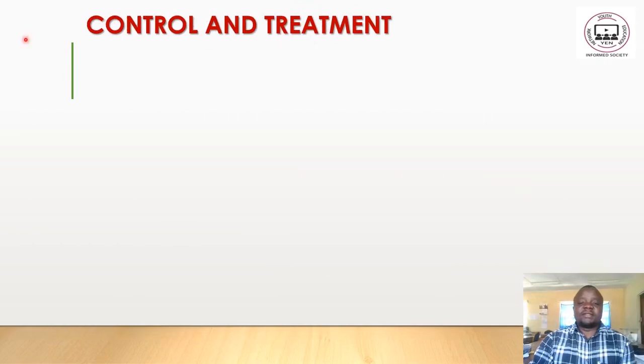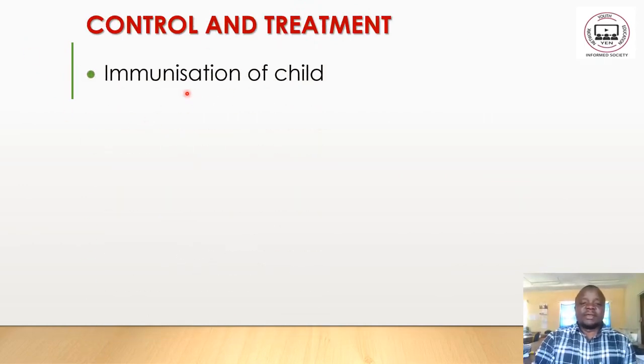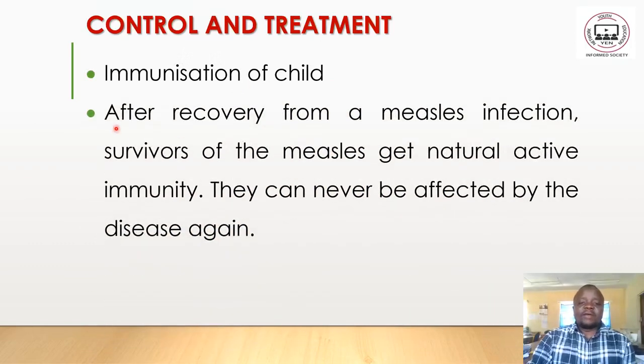Control and treatment: immunization of children under 5. After recovery from a measles infection, survivors of measles get natural active immunity. Remember, under immunity, natural active immunity is acquired when one has just recovered from an illness. After recovery from an illness, it's very difficult for a person to suffer again. So they can never be affected by the disease again.